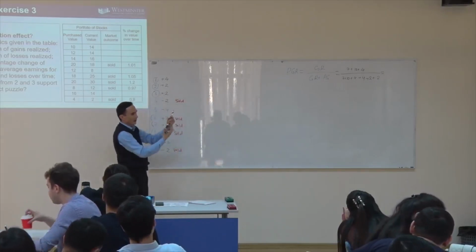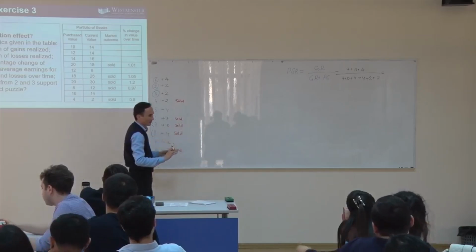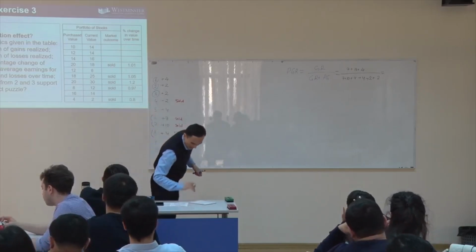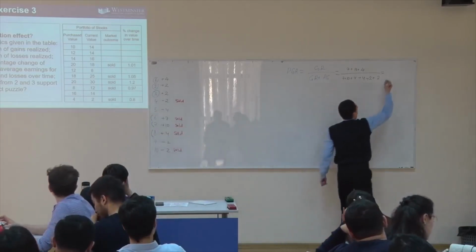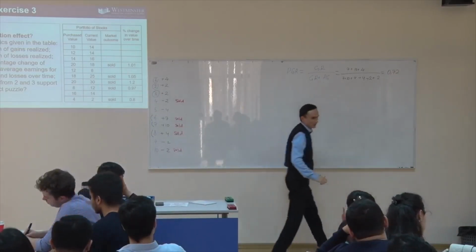They are in the paper. It shows gain, but I have not sold it. Okay? So it is equal to 0.72. Okay, 0.72.